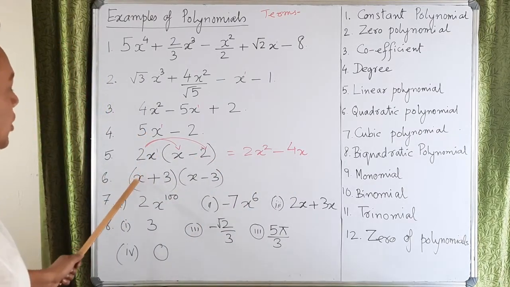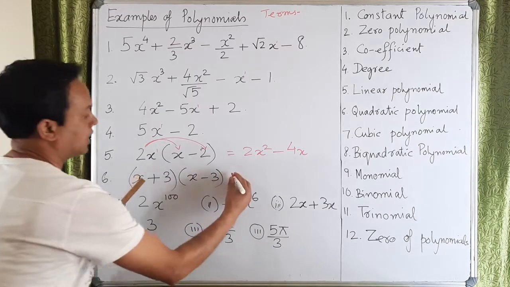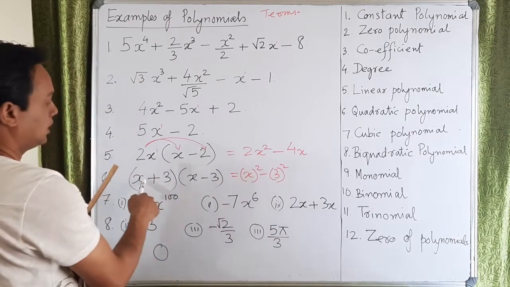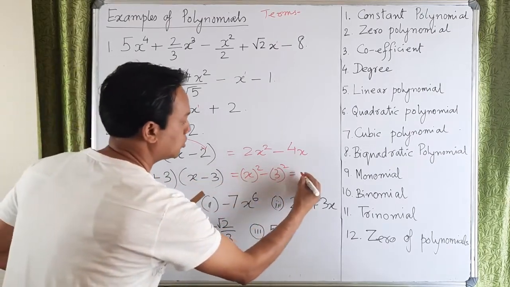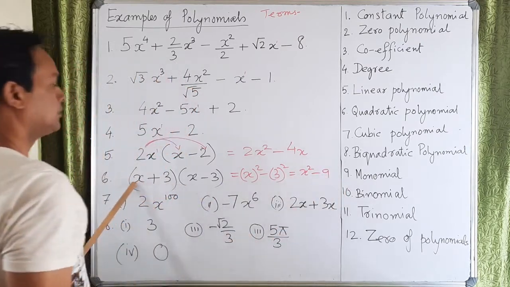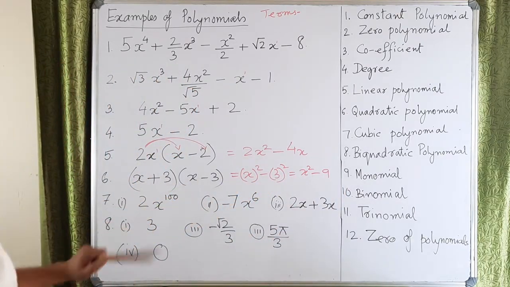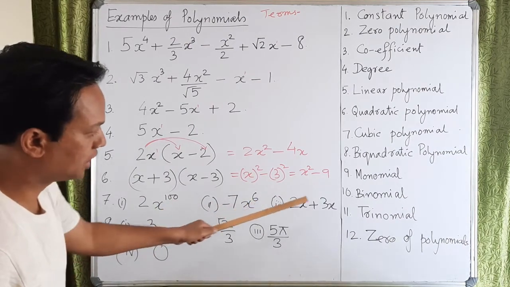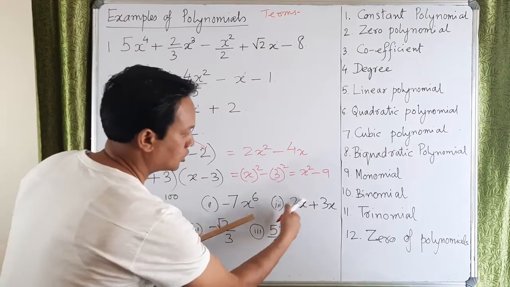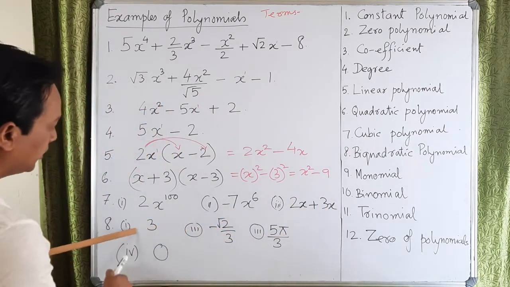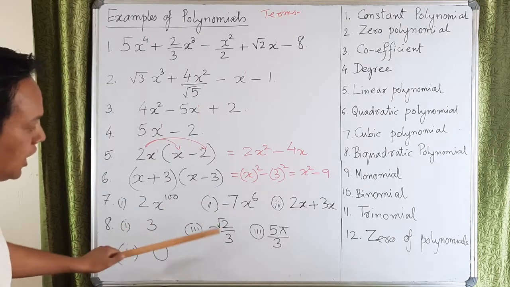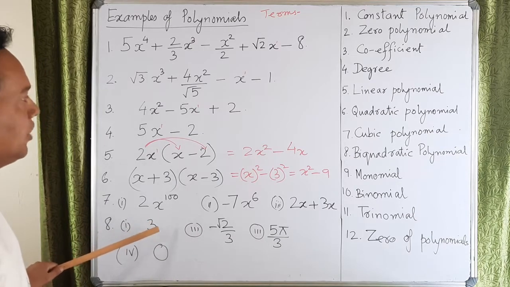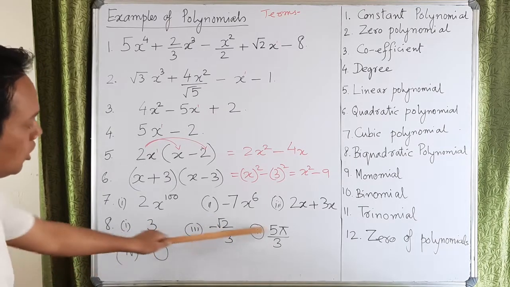Similarly, this is in the form of a plus b, a minus b. If you multiply, it's going to become a square minus b square. Or you can multiply directly also. A plus b, a minus b, we know it's a square minus b square. This will become x square minus 9. So if you look here or there, it's still a polynomial. This is also a polynomial. Here, power is 100. Power is 6. Here, this is also a polynomial. Power is 1. Now, even these numbers which I've written here, 3, any real number, whatever number comes to your mind, just without any alphabet, without any variables, these are also polynomials. All these are polynomials.